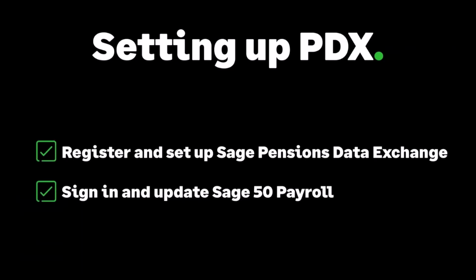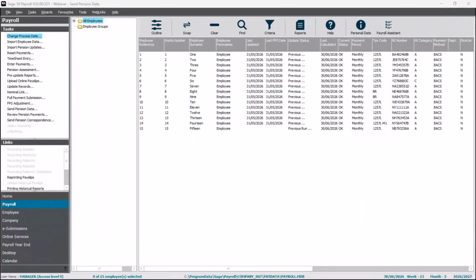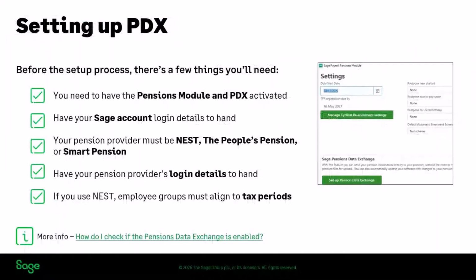So that is all now set up. We've registered and set up PDX. We've signed in and updated Sage 50 payroll, and we are now ready to start actually using it. So I'll just bring those down, and we'll just jump back to our slides for a quick recap of that process.